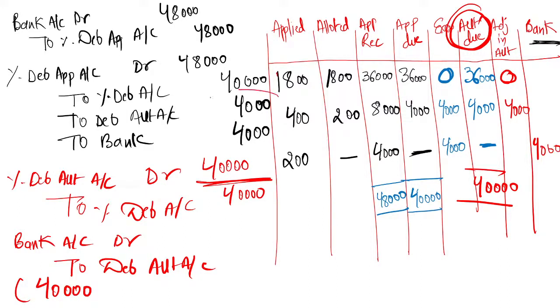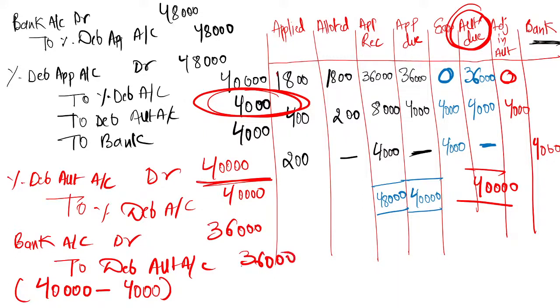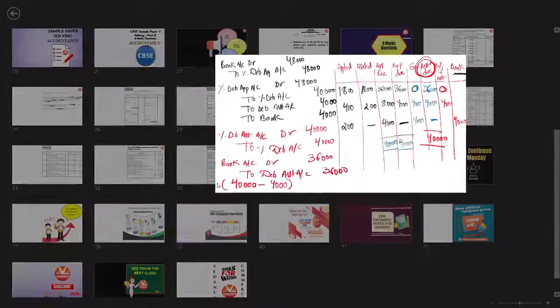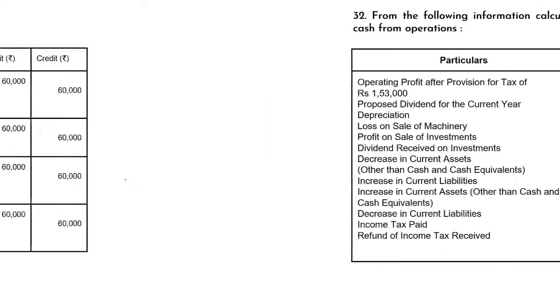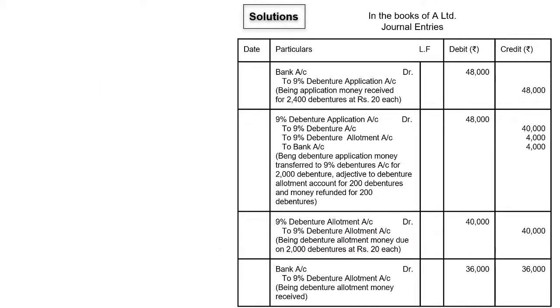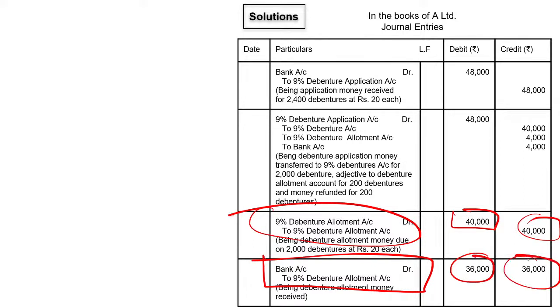But out of this, 4,000 is already adjusted at the time of application. So 40,000 minus 4,000, now you will receive 36,000 at the time of allotment. Sorry, 36,000 will be received. So this is your solution. You can see allotment due is 40,000 and allotment money received is 36,000.